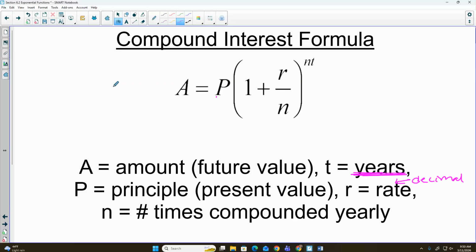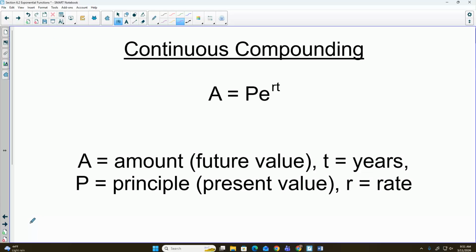All right, but daily isn't like the most frequent. We could compound interest every hour or every minute or every second. And as we're doing it more and more often like that, it turns into what's called continuous interest. So if I say interest is compounding continuously, we can't specify how many times a year continuously is, so we have a different formula. A equals Pe^(rt). Same variables, A, P, R, and T. You'll notice there just isn't an N in this one.